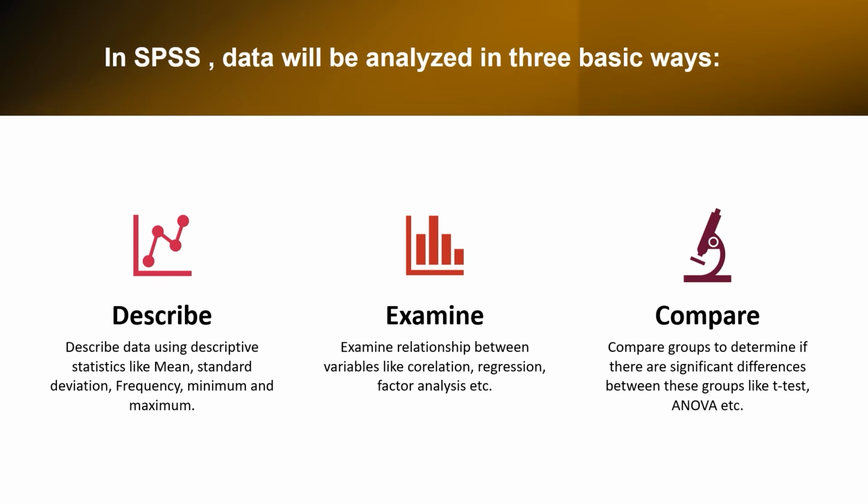The third is compare. Under compare, we basically have three or four categories, and we compare groups to determine if there are significant differences between these groups. We can analyze those groups on the basis of a t-test or ANOVA. These are very famous tests that we can apply over there.